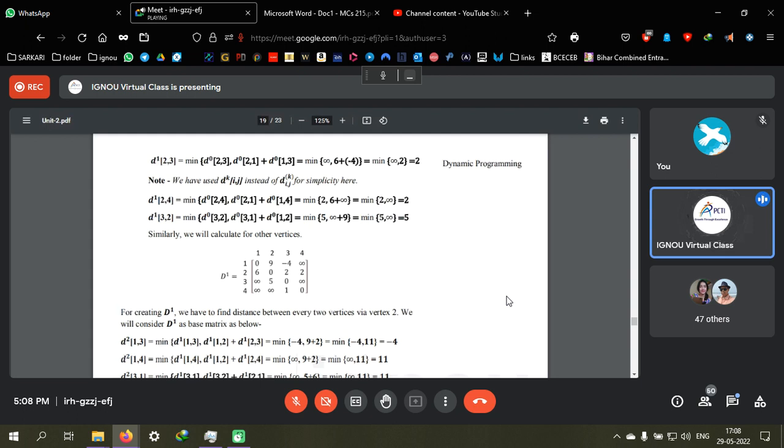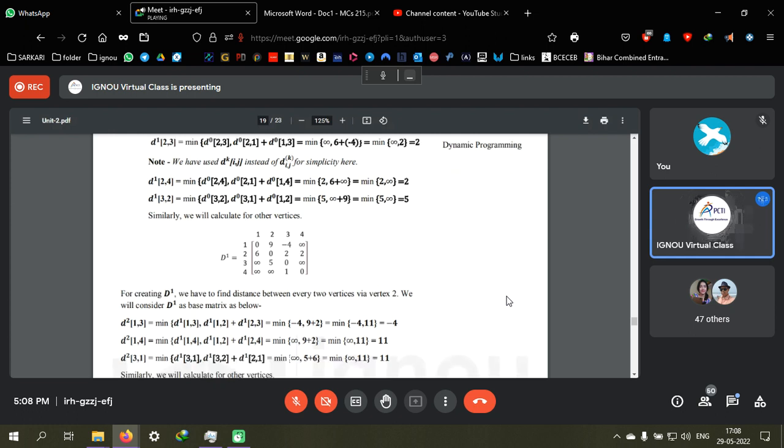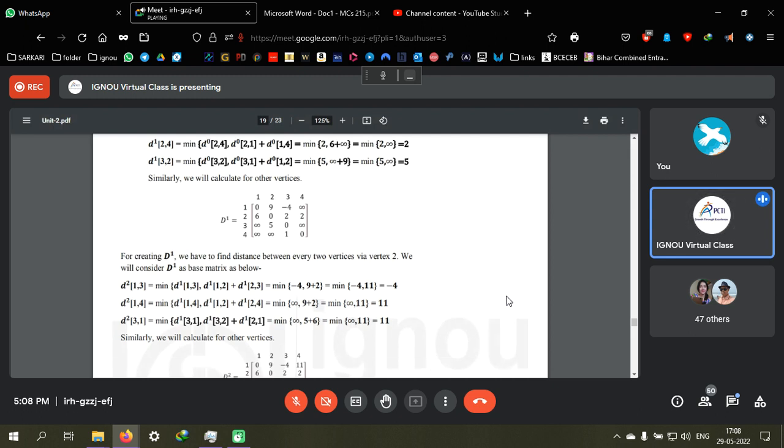Now similarly I compute D2. In that case we have to find the distance between every two vertices via 2. So if I am talking about 1 comma 3, we have to find 1 comma 2 or 2 comma 3, because here we have to calculate the distance via 2. So 1 comma 4 means 1 comma 2 and 2 comma 4. 3 comma 1 means 3 comma 2 or 2 comma 1. Add them and find which is the minimum value.